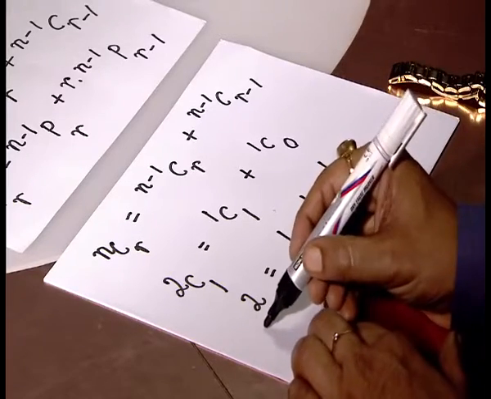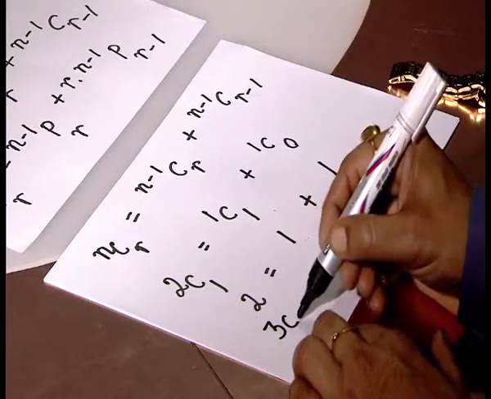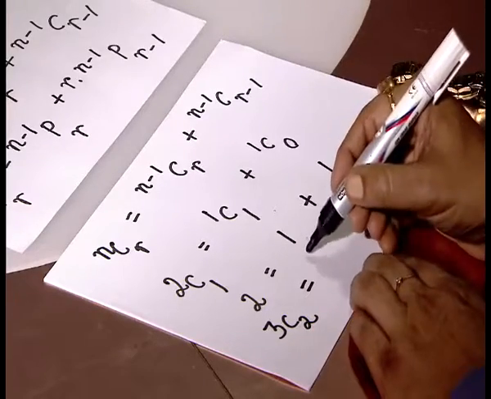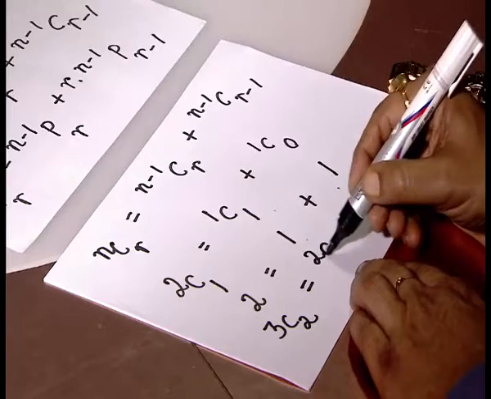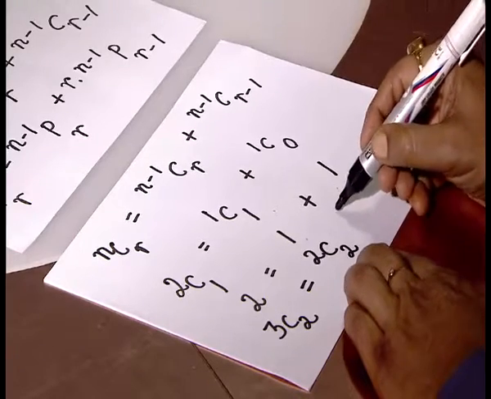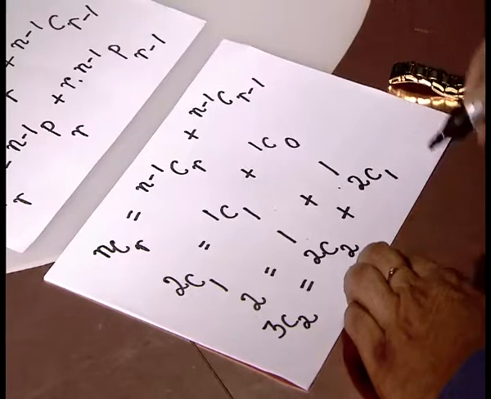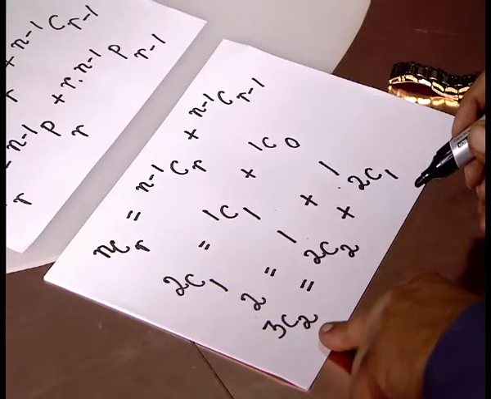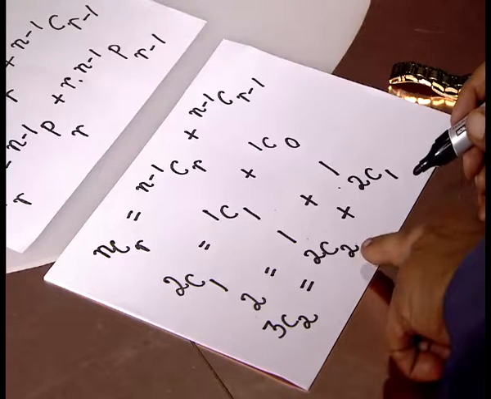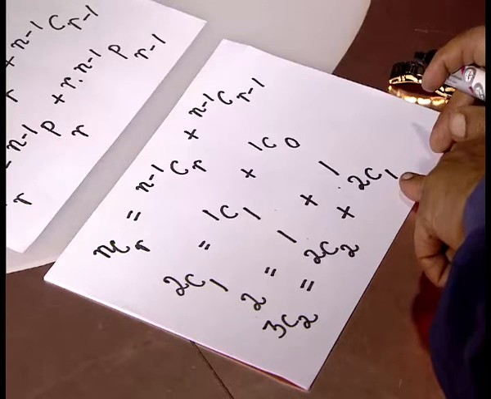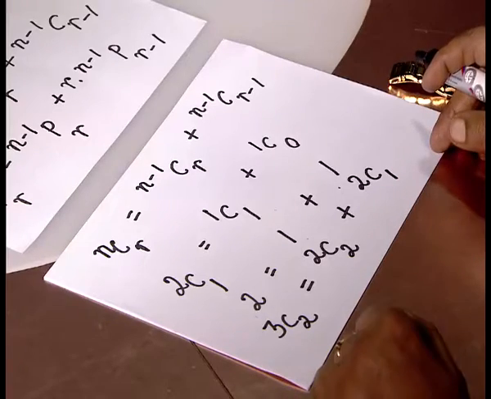Similarly, 3C2 is equal to 2C2 plus 2C1. Again, 3C2 is 3, 2C2 is 1 and 2C1 is 2. So, where does it find application?